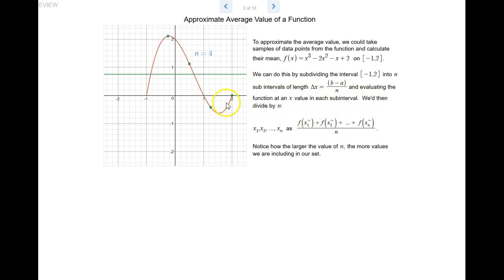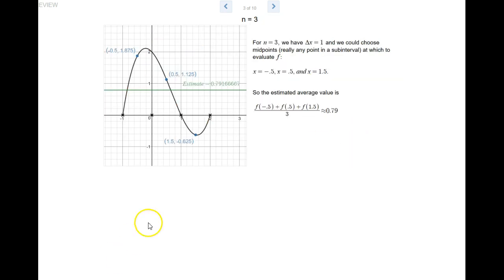We're going to subdivide our interval into n subintervals, each of length delta x. And then we're going to pick a value from each subinterval and evaluate the function at those values. So what do we do when we find the average? We sum the values and then we divide by n. So we're going to be doing this for successively larger values of n.